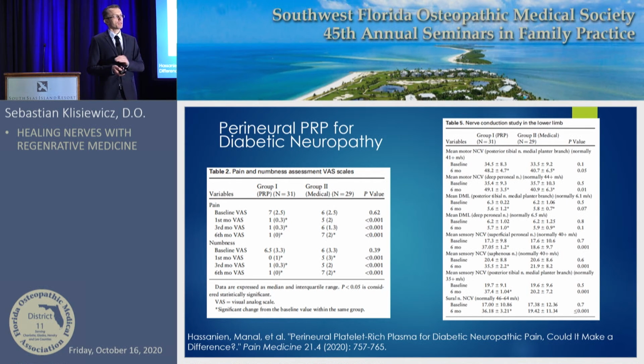6 months later, still stayed at 1. Right? This is pretty impressive, right? Same thing with their numbness. Their numbness decreased. Now, the control group, which was the medical, they didn't have as much improvement. And then when they did some objective studies, they looked at their nerve conduction studies, their conduction velocity improved in those nerves. Their amplitude improved. These people were getting better.